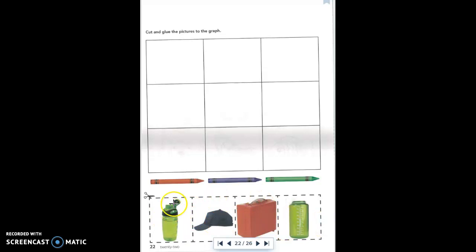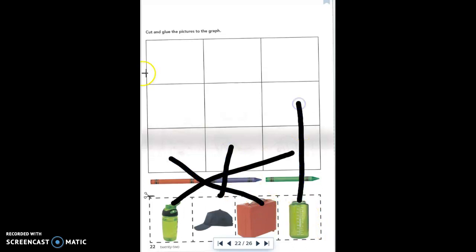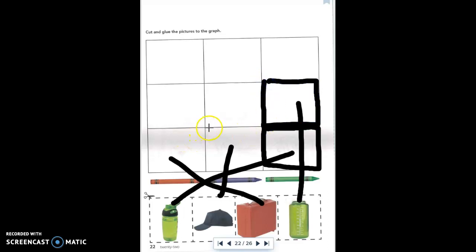So this first item is going to go into the green column. The baseball cap will go into the blue or purple column. The lunchbox will go to the red. And this other water bottle will go up here. So mine's a little bit complicated to see, but let's pretend that I've cut these items out. So I have one item here, one item here, and I have a baseball cap here, and the lunchbox is here.